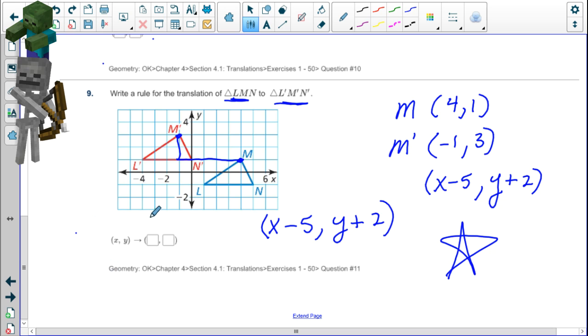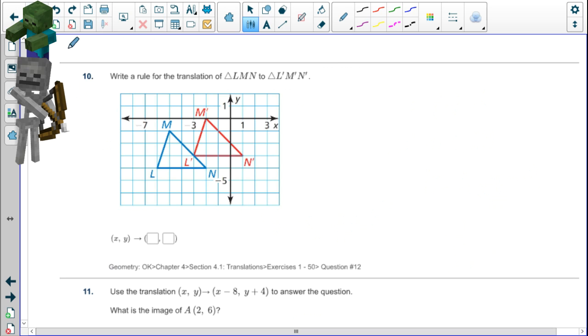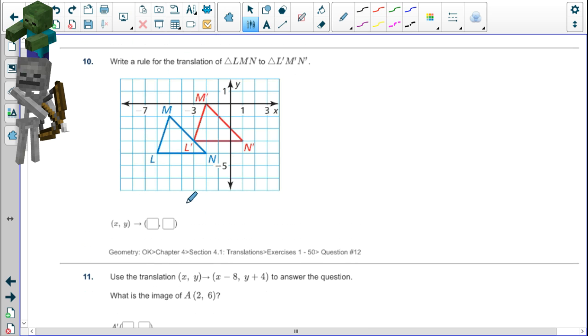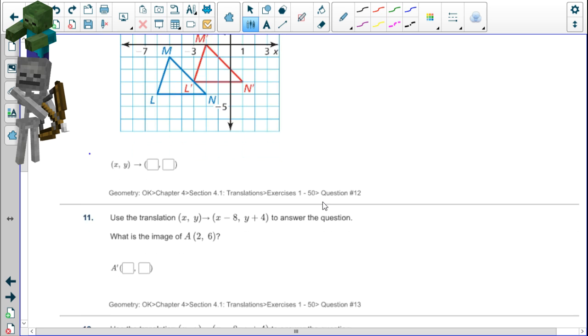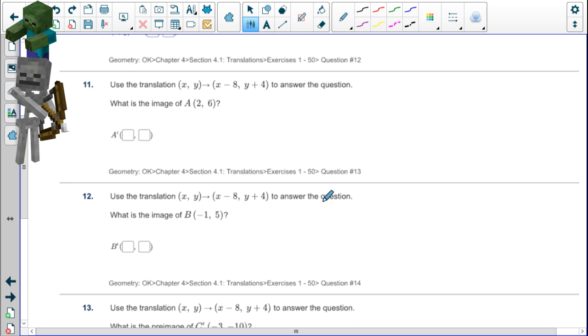But anyway, okay. So I want you to try number 10 using the same thing. And then if you have questions, you can ask me in our live session, or you can just message me and I'll try to answer your question that way as well. Okay, so let's look at number 11.